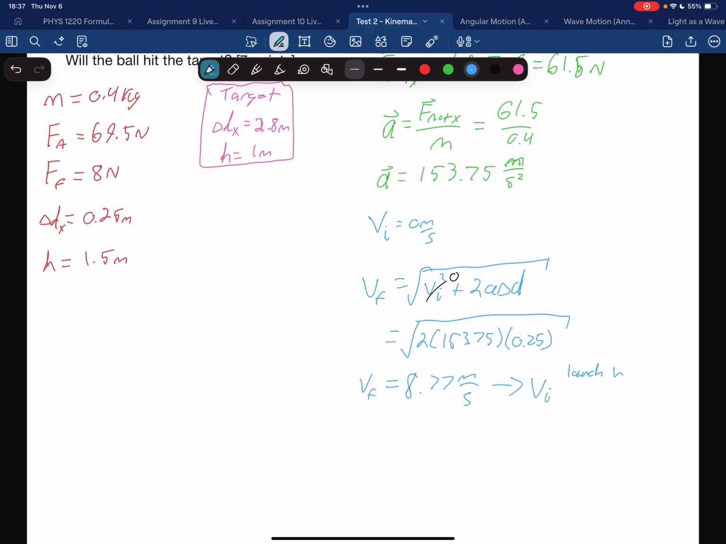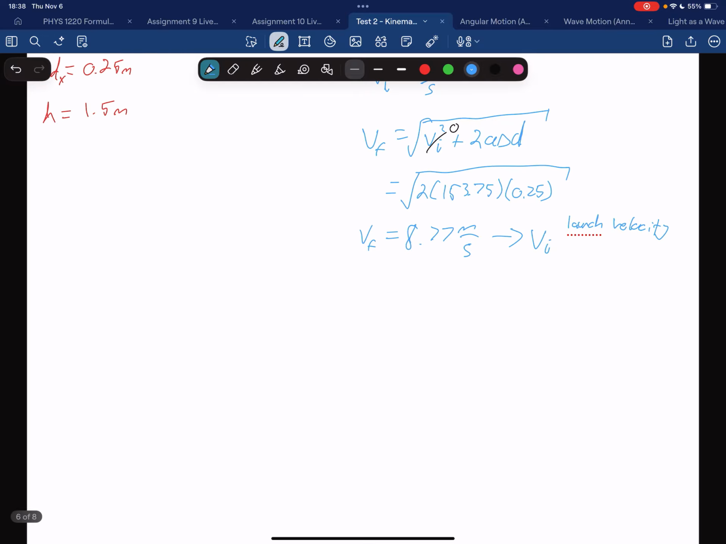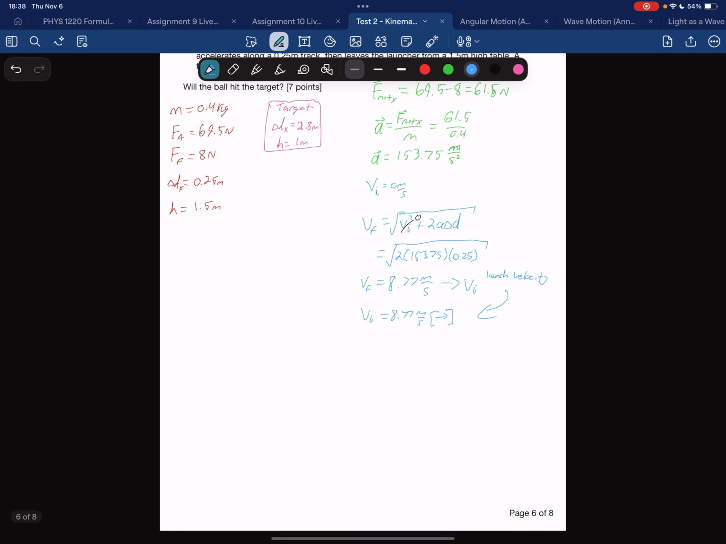Now this becomes our initial launch velocity. So I'm going to write this as VI equals 8.77 meters per second to the right. This is my initial launch velocity. So now I am going to find the time it takes to get to the target. This is projectile motion.